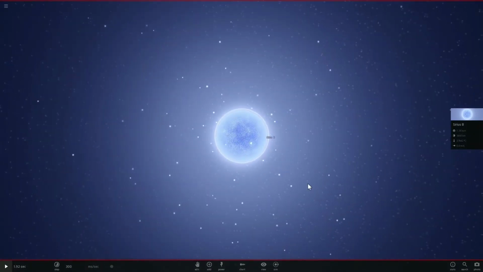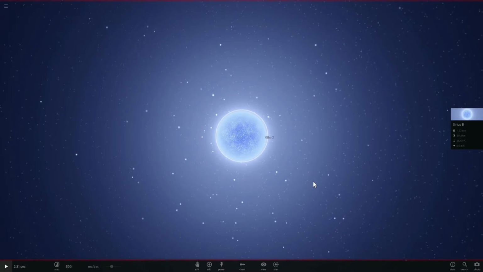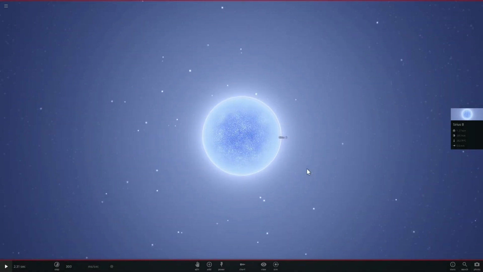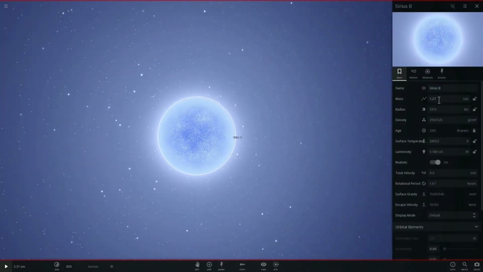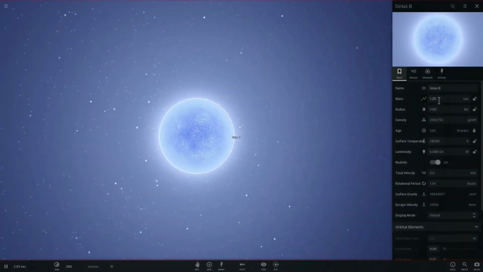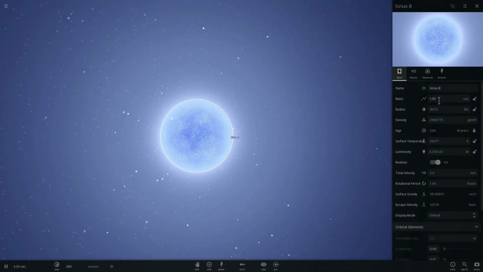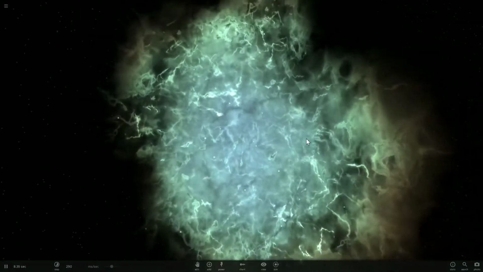And this particular limit essentially is always the same. It's 1.44 solar masses. So right now we are at 1.27 solar masses, and as soon as this particular star, known as Sirius B, this white dwarf, reaches 1.44, it is going to initiate a Type 1A supernova. And the Chandrasekhar limit is actually one of the more well-studied mathematical concepts in astronomy. And because it's always 1.44, here it is.